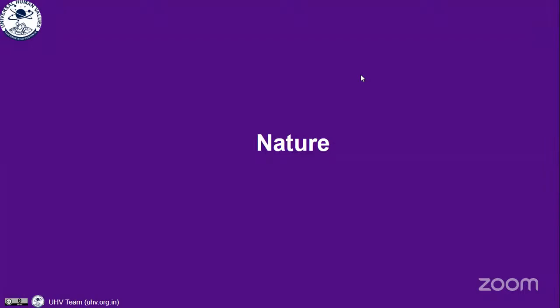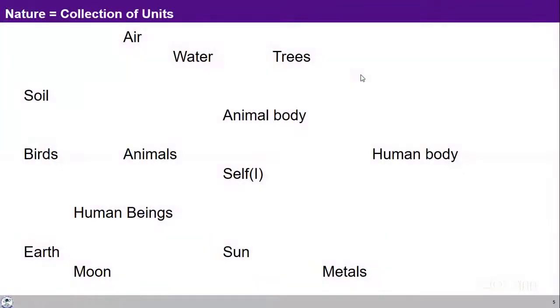Namaste, everyone. We will continue from last week. We had a discussion on harmony in the nature. For the last 2 weeks, we are discussing about harmony in the nature. We'll continue from that discussion onwards. As we discussed, we all know nature is a collection of different units: air, water, trees, soil, what we see around us, human beings, birds, animals, earth, moon, sun, metals, everything, buildings, soil. Nature is a collection of all units.